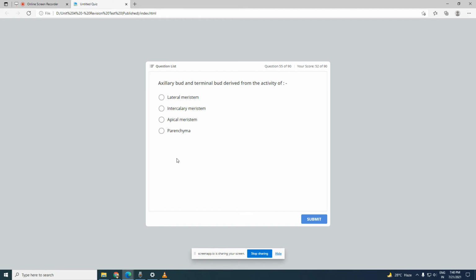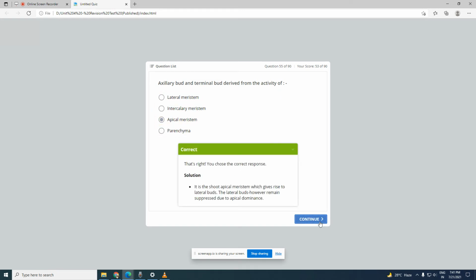55. Axillary bud and terminal bud are derived from the activity of lateral meristem, intercalary meristem, apical meristem, parenchyma. Which is the right answer? Apical meristem is the right answer.